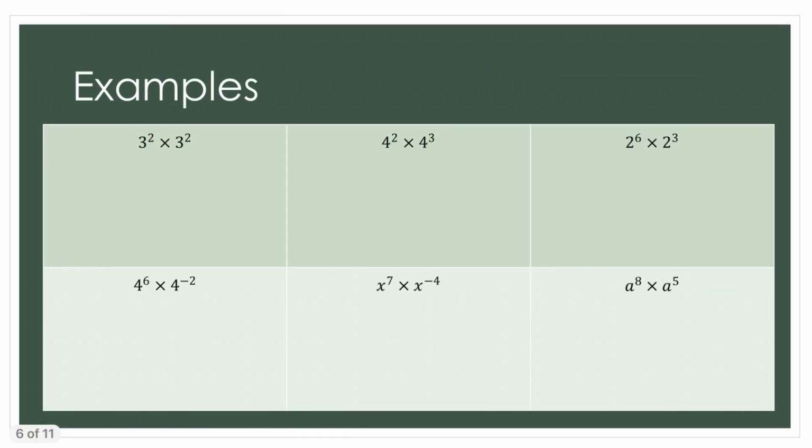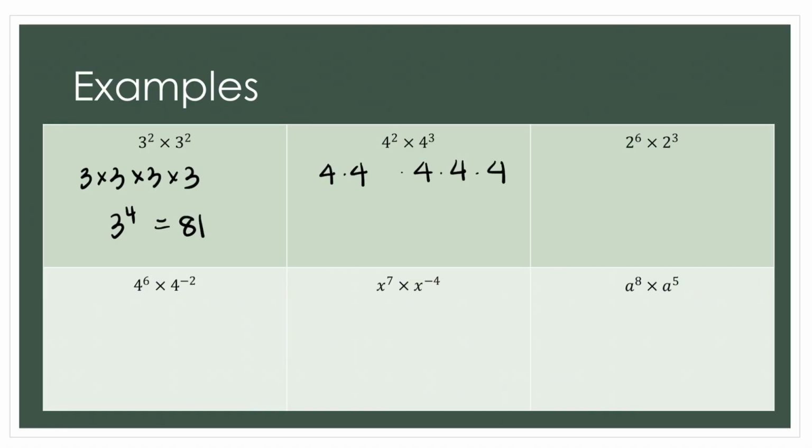In the first one, you have 3 squared times 3 squared. If I expand it, it's 3 times 3 times 3 times 3, which is just 4 times, or 3 to the 4th, and we can see that 2 plus 2 is just 4. Same idea here with 4 squared times 4 cubed. I have 4 times 4 times 4 times 4 times 4, which is 5 times. Or in the next one, I could just add the exponents, because you can expand it if you want to.